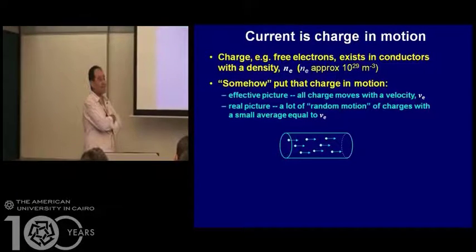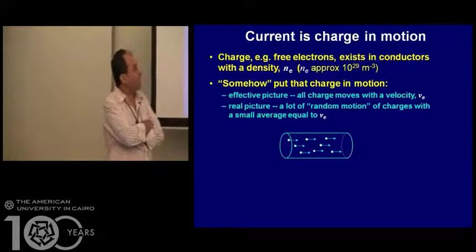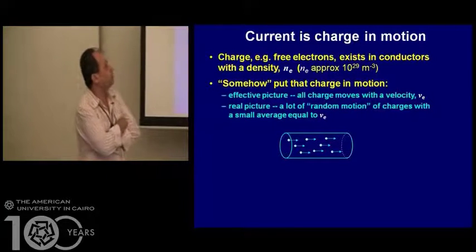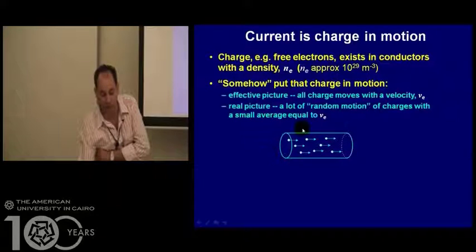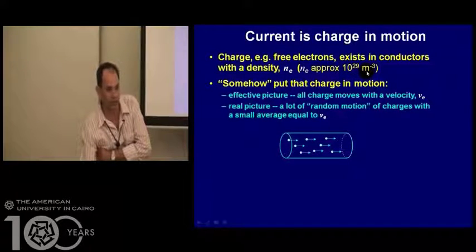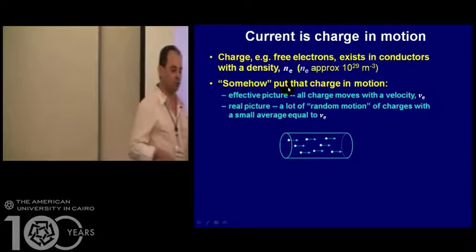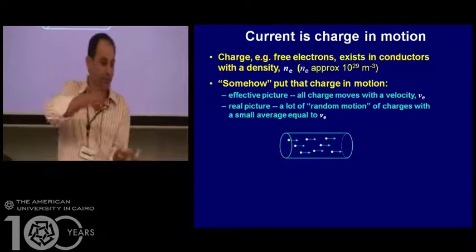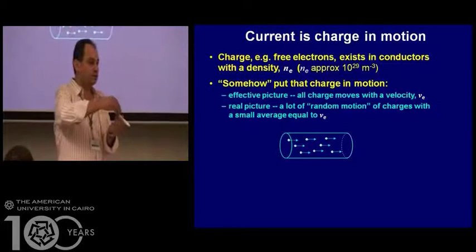Charges, when I say charge from now on, we mean free electrons. And free electrons, they exist in any conductor. Actually, there are lots of them in a conductor. We have in any conductor something around 10 to the power 29 electrons per meter cube. So each meter cube has 10 to the power 29 electrons. Somehow, if we put that charge to move, we're going to produce electric current. And we can move that charge if we put them on a potential difference.